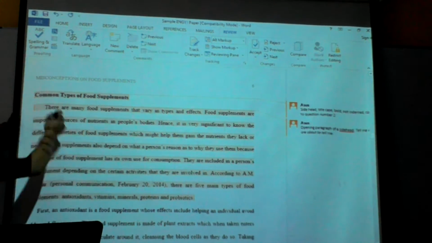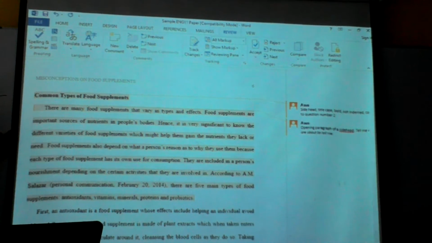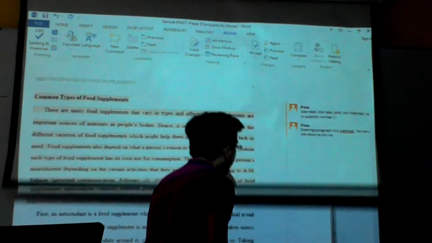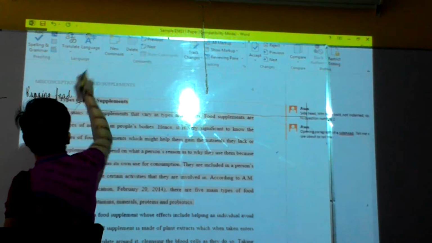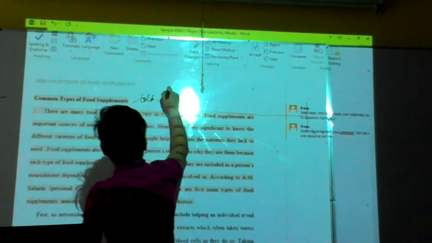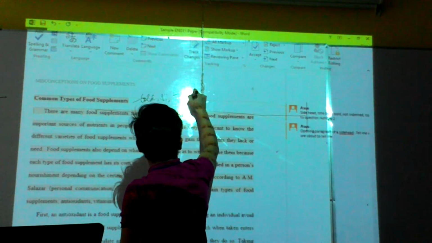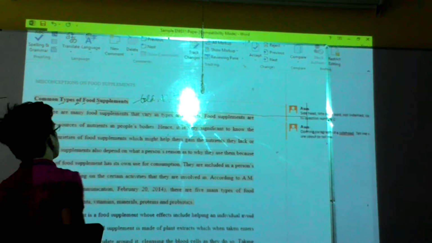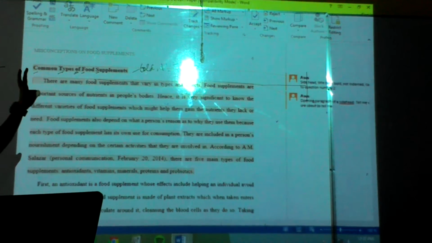What do we call this? This is a side head. It's a side head. Not indented. Bold. Not indented. Title case. When we say title case, the first letter of the main words is capitalized, but not the less important words, the function words. That's title case. Okay? Good? It's a phrase. Where did you get it? "Common Types of Food Supplements." Where did you get that?